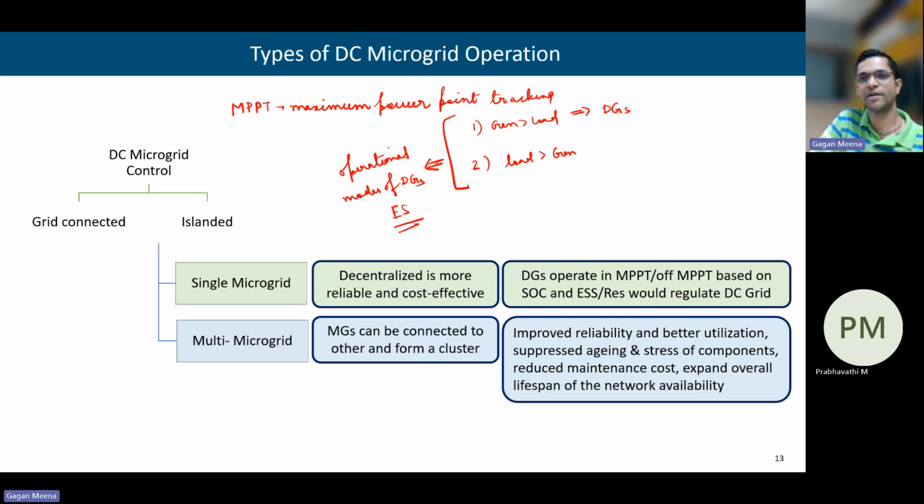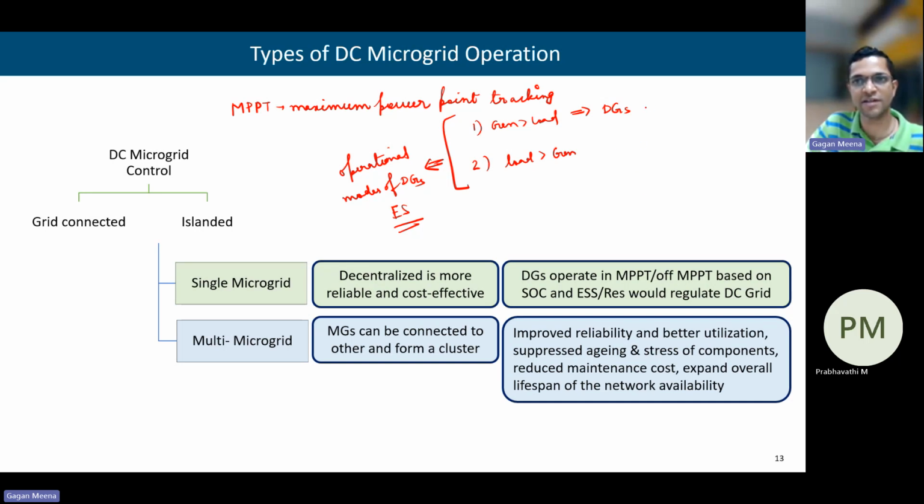So they will be operating in such a way that the maximum power is extracted from PV or wind for the given insolation or the wind speed, by varying the voltage in case of solar PV and by varying the pitch angle in case of the wind. So they will operate at maximum power point, and because generation is more than the load, the excess generation will be stored in the energy storage.